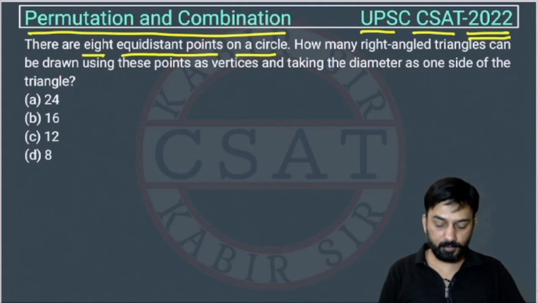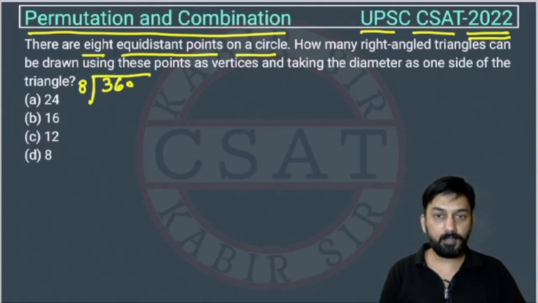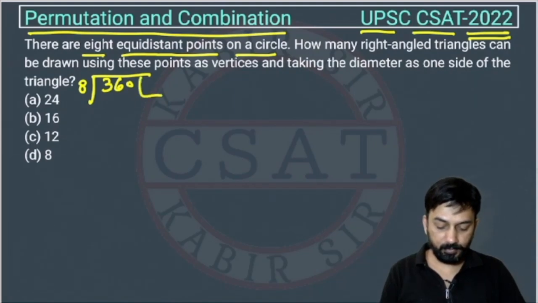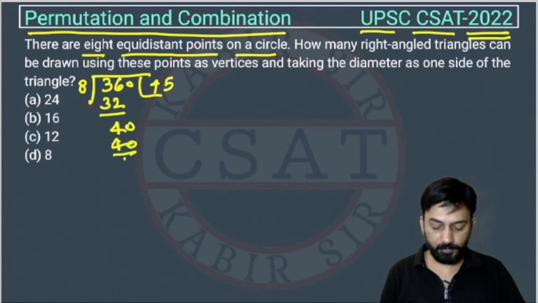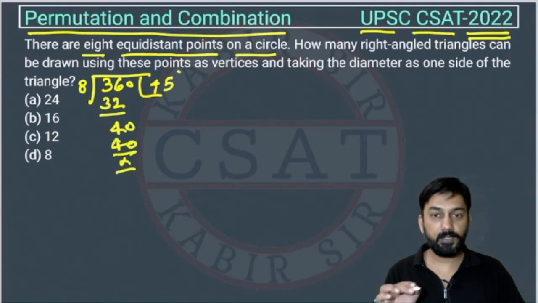So we know that a circle has 360 degrees and there are 8 points which are equidistant. So we will see कि कितने एंगल का डिफरेंस होगा, right? So we will divide 360 by 8, right? So this will go how many times? 45, right? 8 5s are 40, so there will be a distance of 45 degrees, right?